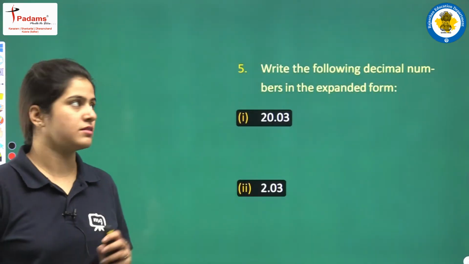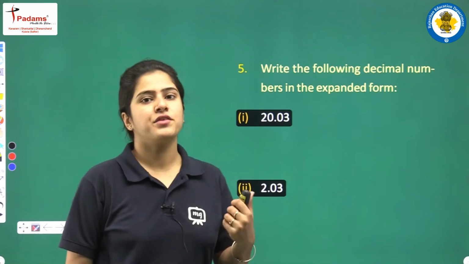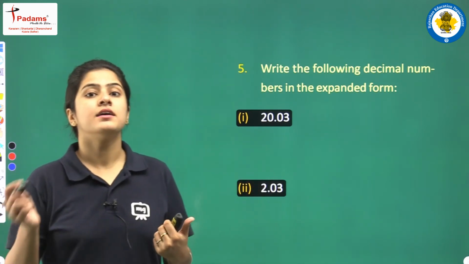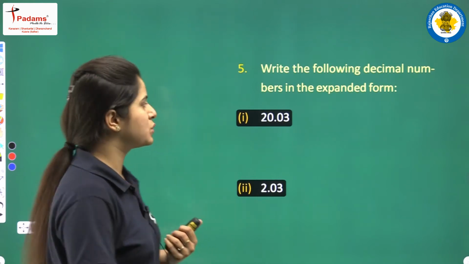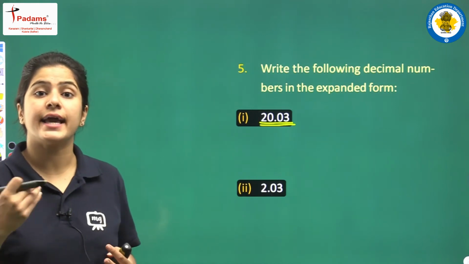What is the fifth question? Write the following decimal numbers in the expanded form. We discussed this concept in the beginning of the last class. Students, this is the decimal number and we have to express it in the expanded form.